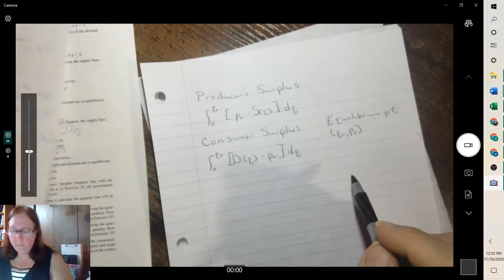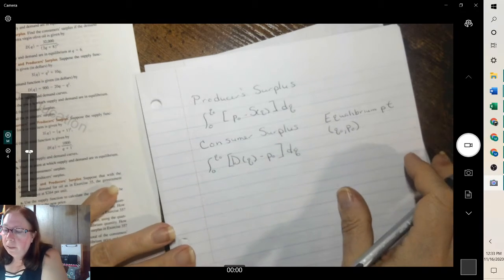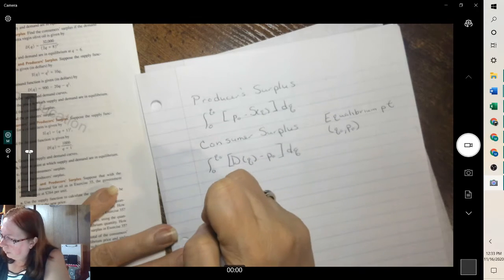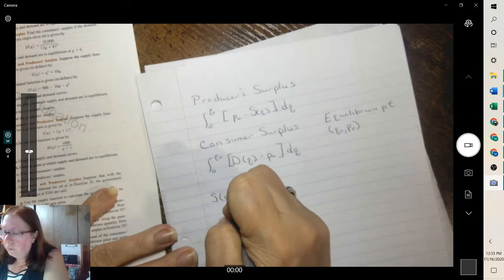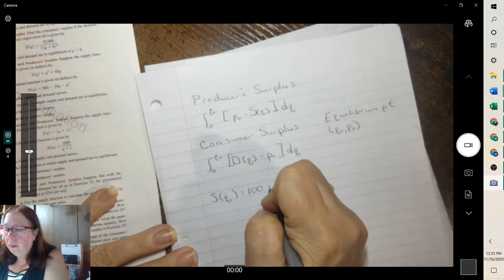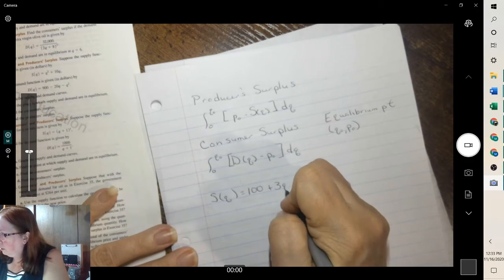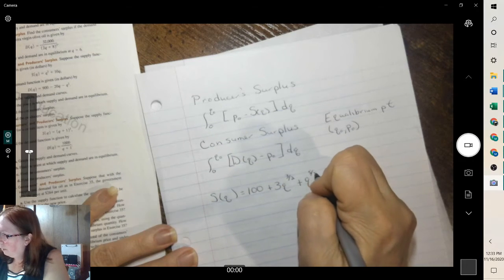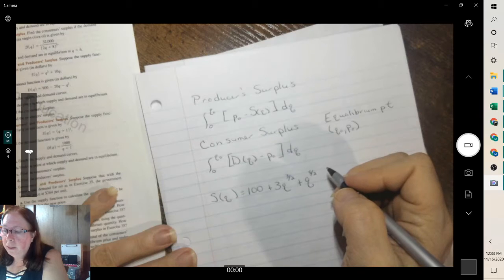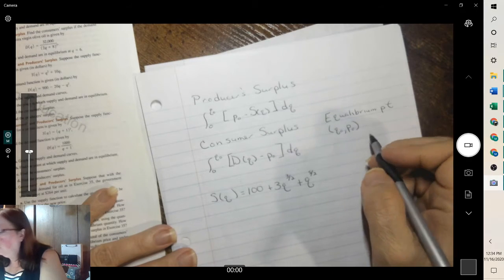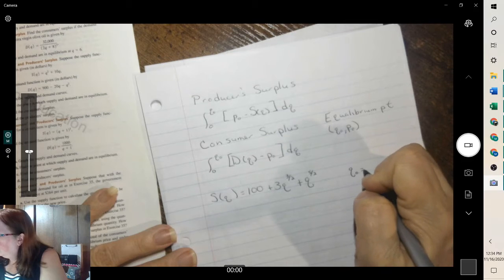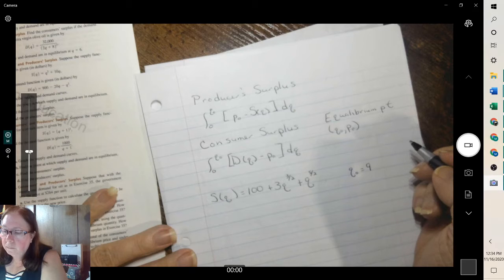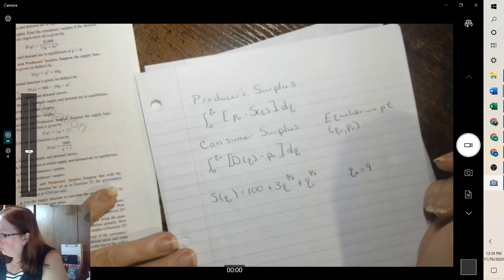Okay, let's try a problem. It says, suppose the supply of a function is given by S of Q equals 100 plus 3Q to the 3 halves plus Q to the 5 halves. And that the supply and demand are at equilibrium when Q sub 0 equals 9. Find the producer's surplus.